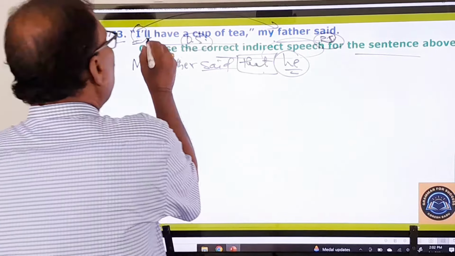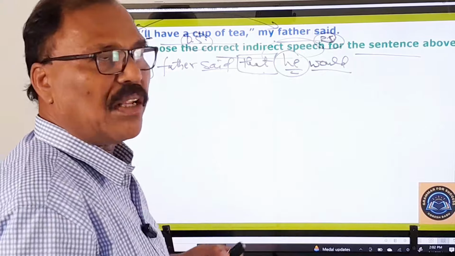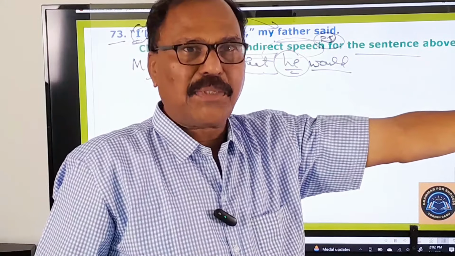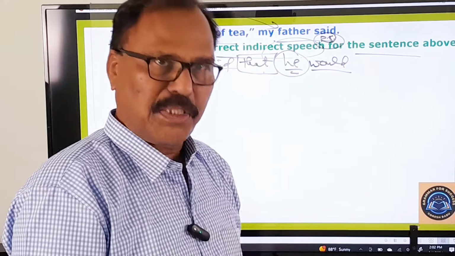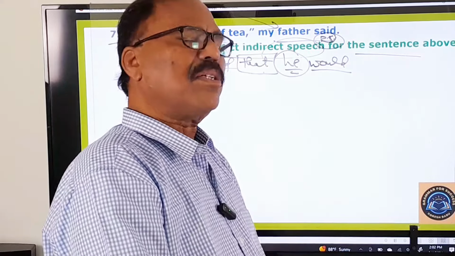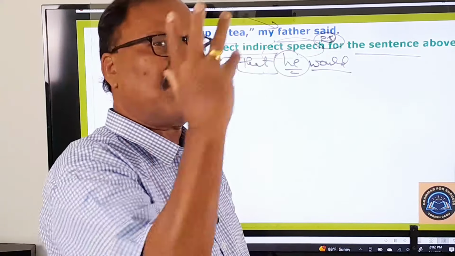And here will is there. Will is always turned into would, because you know one rule. What is that? All the present tenses of the direct speech must be changed into the relevant past tenses in the indirect speech. There is a rule. I have made four videos on this direct and indirect speech. Please, why don't you watch all of them?